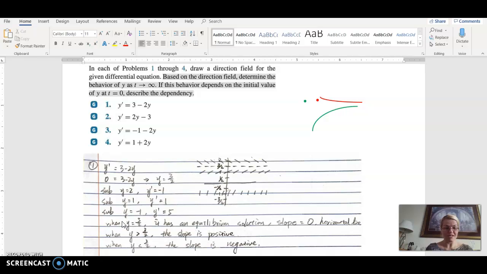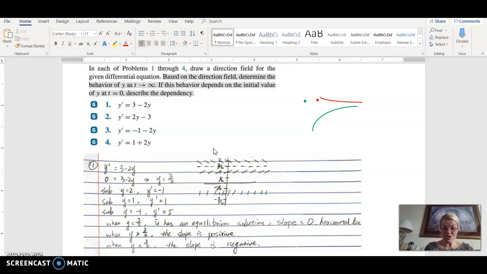And I agree, right, when y equals 3/2, it has an equilibrium solution where the slope is 0, so it's a horizontal line. So draw a direction field for the given equation. So now, based on the direction field, determine the behavior of y as t goes to infinity. So again, what is y? Y is a solution to this differential equation. So it is a function, right? It is a function whose graph we could and should be able to draw.